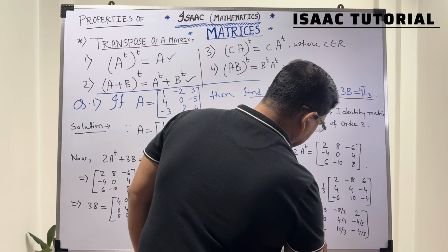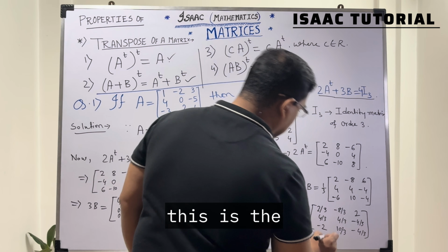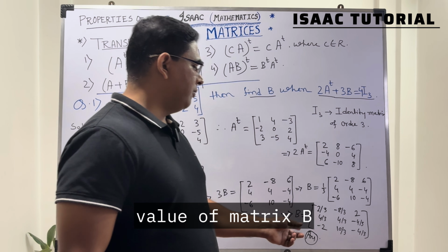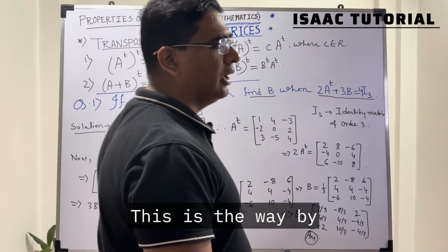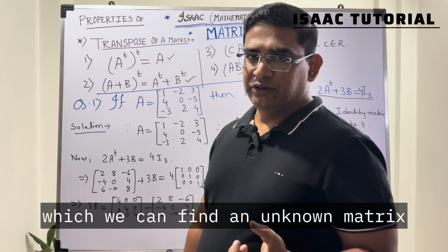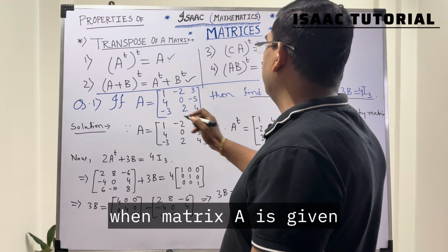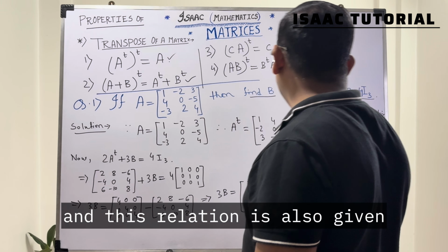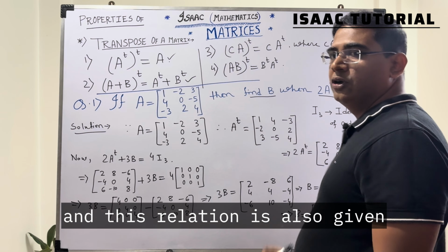So, this is the value of matrix B. This is the way by which we can find an unknown matrix, when matrix A is given and this relation is also given.